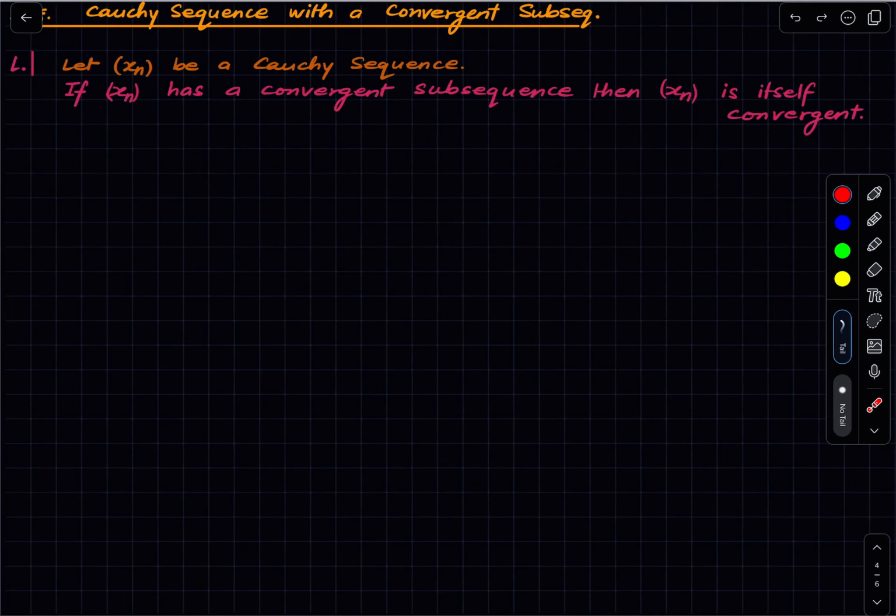So suppose now we have, our goal is now to show that every Cauchy sequence converges, and towards that we will have certain lemmas. So fix a Cauchy sequence, and we will show that if there is a convergent subsequence of this guy, then the sequence itself converges. So if a Cauchy sequence has a convergent subsequence, then the Cauchy sequence itself converges. This is what we will do first. Okay. So why is that?